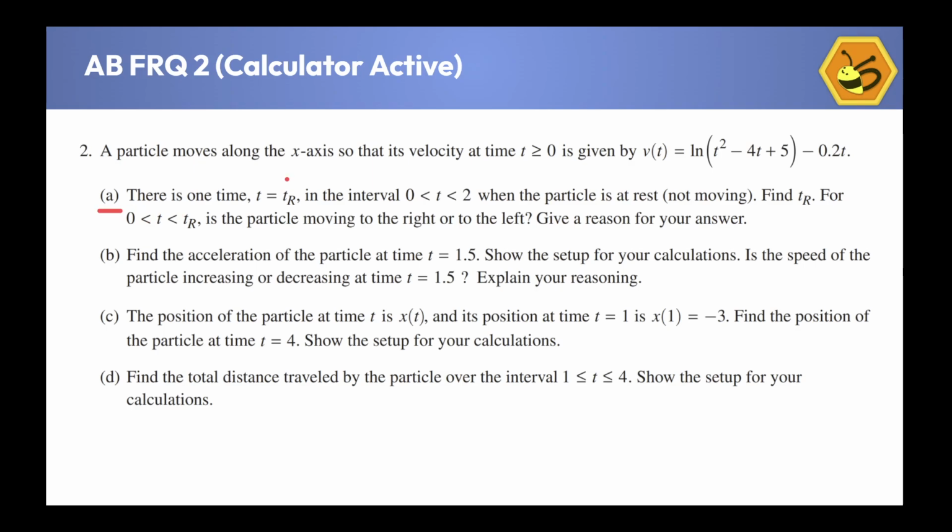Do part A first. There is one time t equals t_r in the interval from 0 to 2 when the particle is at rest, not moving. We need to find t_r. And then we need to answer the question, between 0 and t_r, is the particle moving to the right or to the left? Give a reason for your answer. So basically, the question has 3 parts. First of all, find when the particle is at rest. Secondly, find whether the particle is moving to the right or to the left, and then give a reason for your answer. So make sure you have all parts.